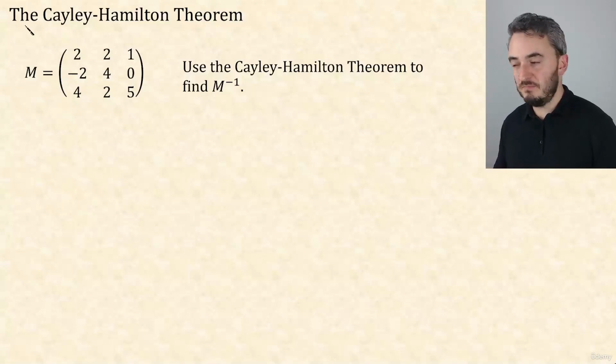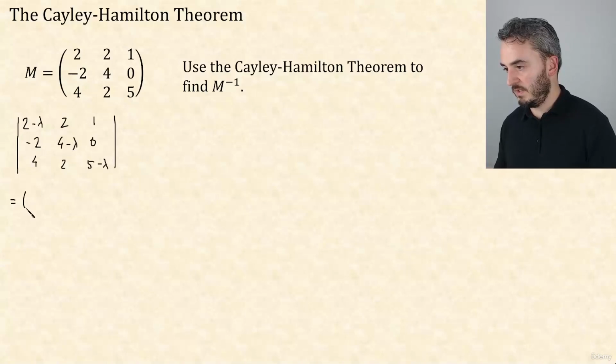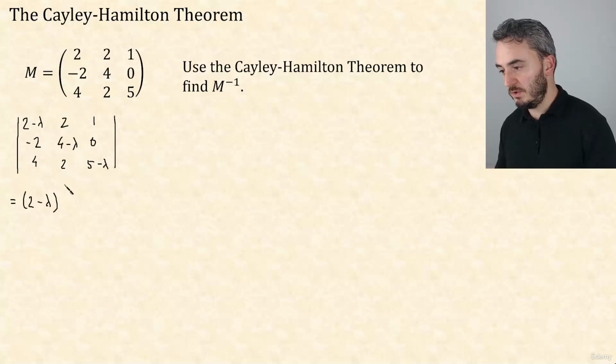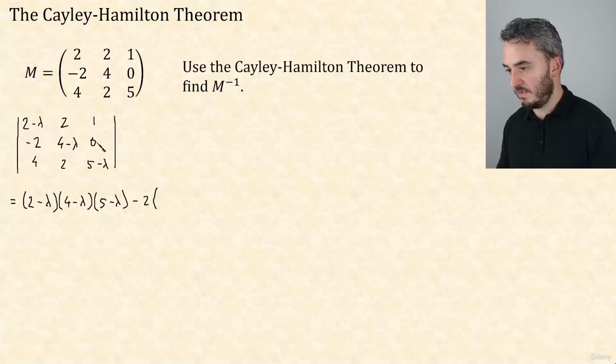All right, step 1, find the characteristic equation. So we're going to find the determinant of this. And what does that get us? It gets us 2 minus lambda multiplied by the determinant of that minus that. That 0 is useful because it means it's just 4 minus lambda, 5 minus lambda. Then minus 2 times the determinant of this submatrix, which is minus 2 times that stuff, minus 0.